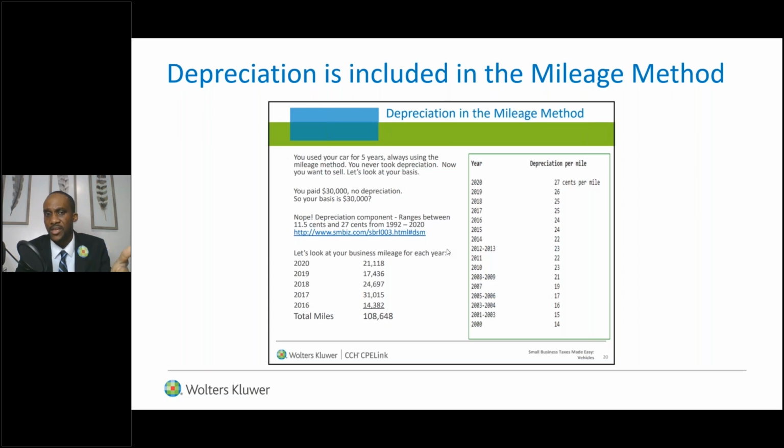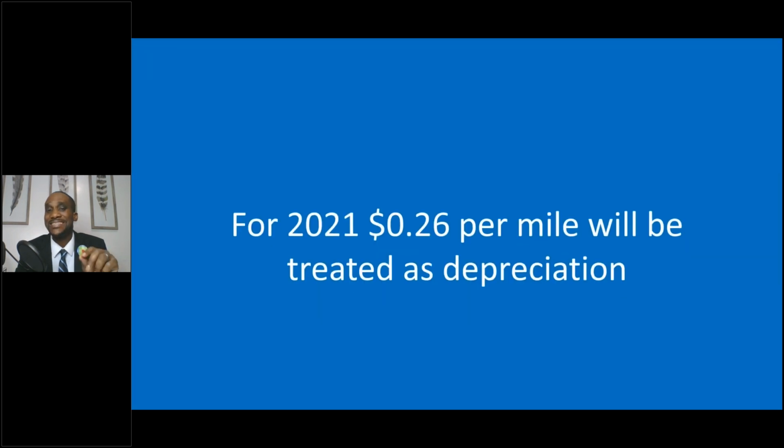So when they sell that vehicle, there's a possibility it could be a recapture of depreciation. So we want to make sure we bring that to your attention. And for 2021, you had 26 cents per mile that was being treated as a depreciation deduction.